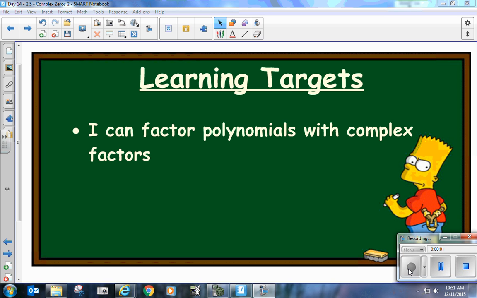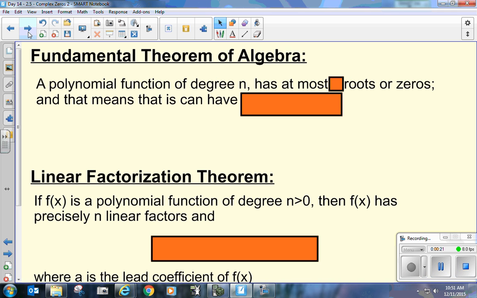Learning targets for today. I can factor polynomials with complex factors. And we are going to use our friend synthetic division again today. Synthetic division is so much better than long division. It's really just numbers. Variables go away. All right? So let's keep that in mind.